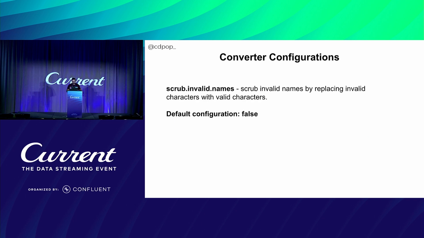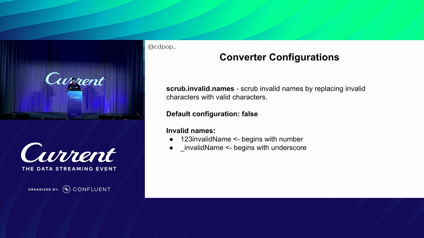Then there's scrub invalid names. So what do I mean by scrub invalid names? Well, you can name a field in a particular manner, and then the converter will not like it. So what are the actual invalid names that it checks for? Any field name that begins with a number is considered an invalid field. Then any field name that starts with an underscore is also an invalid field.